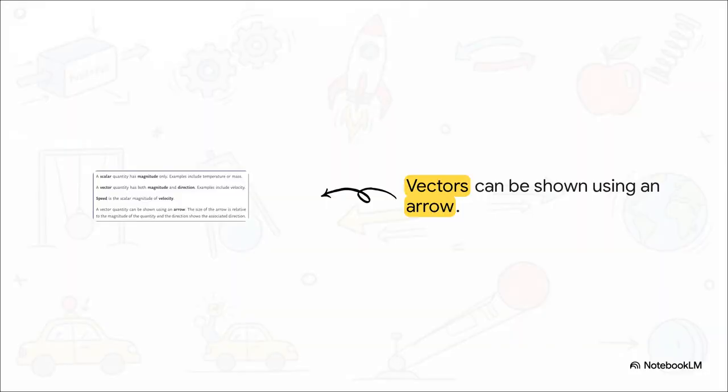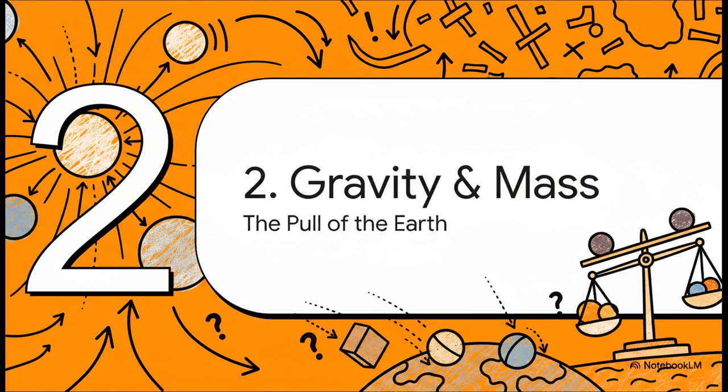And because direction matters so much here, we visualize vectors using arrows. It's actually a brilliant system. The length of the arrow, that's your magnitude, the size of the force, and the arrowhead points exactly where it's acting. Grasping this is the absolute foundation for solving pretty much every single force problem you're going to see on your exam. Moving on to section 2, gravity, mass and weight, the pull of the Earth.